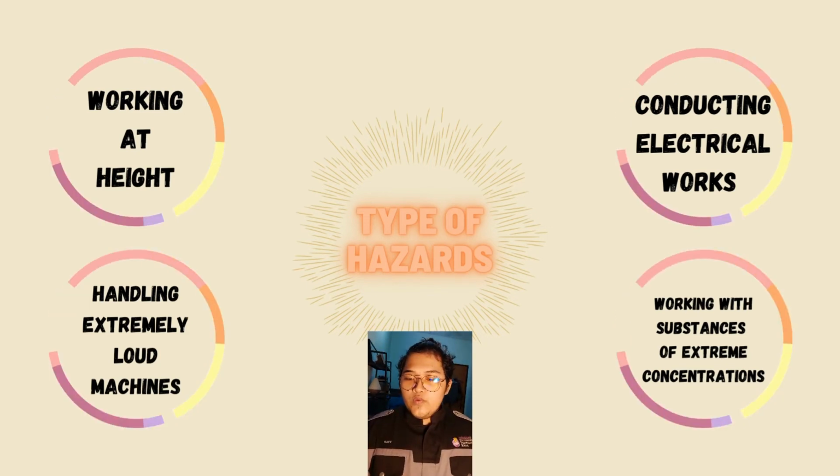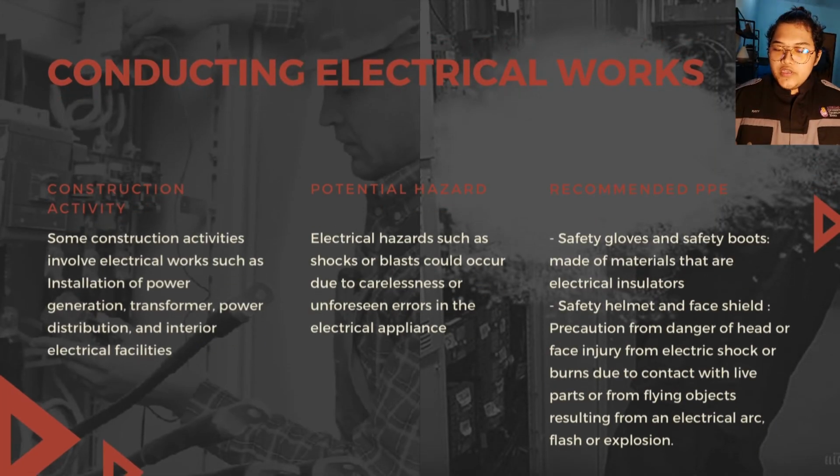First and foremost, we will be looking at conducting electrical works. Some construction activities involve electrical works such as installation of power generation, transformer, power distribution, and interior electrical facilities. For the potential hazards, electrical hazards such as shocks or blasts could occur due to carelessness or unforeseen errors in the electrical appliance.